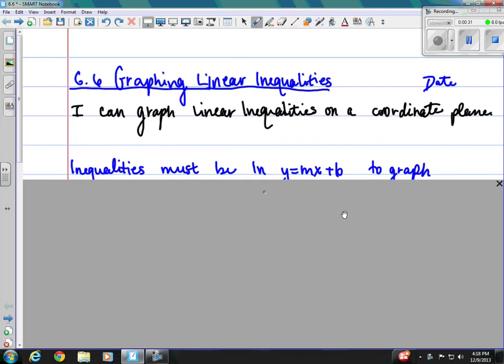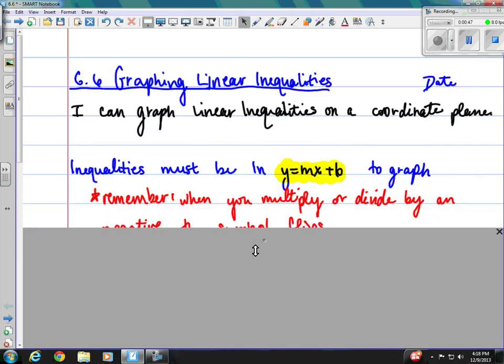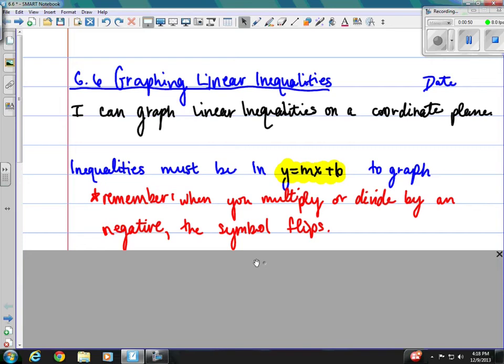So inequalities must be in our slope-intercept form, must be in y equals mx plus b to graph. And just a real quick reminder, remember when you multiply or divide by a negative, the inequality symbol flips. So those rules we had back in chapter 3, they're still relevant. We're still going to use them today with multiplying or dividing by a negative. The inequality symbol will flip.